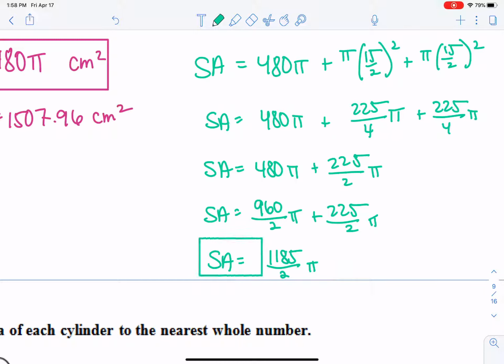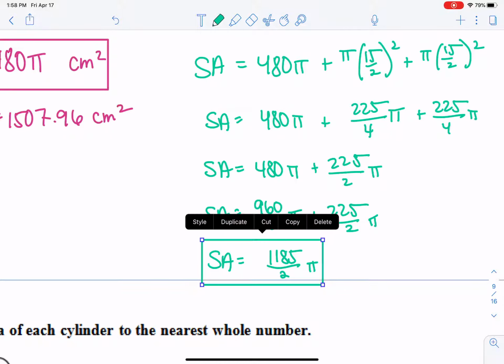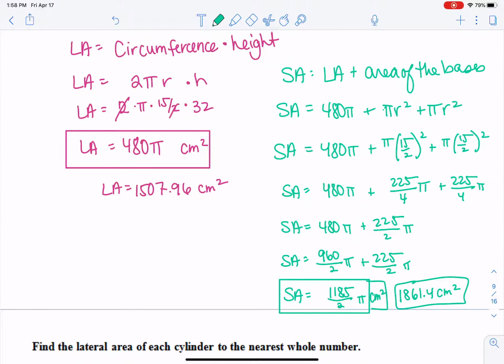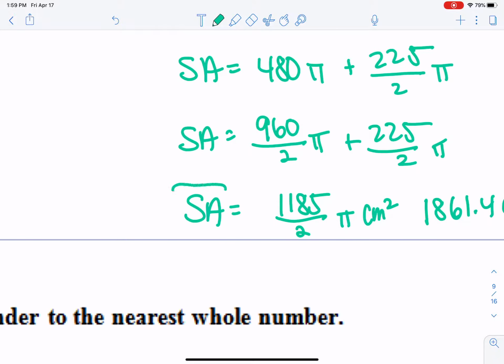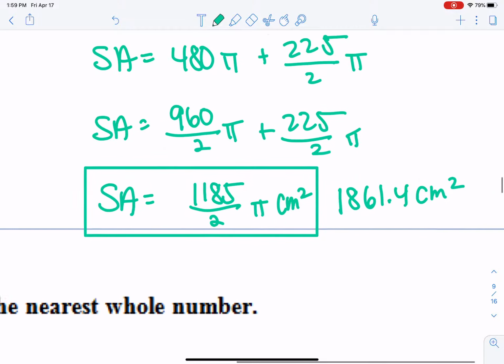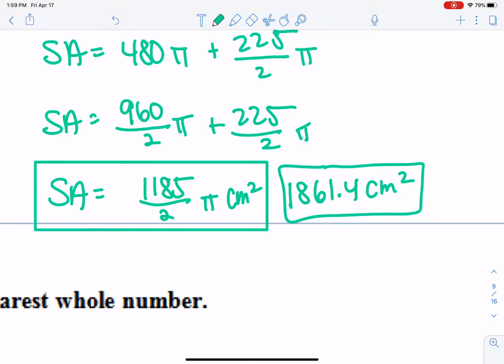Again, if you just want to do decimals, go for it. That would give you an answer of 1861.4, and my unit is centimeters squared. So either way, there. Ooh, it's a little messy. I gotta fix it. Sorry. So centimeters squared. And then again, if you'd rather, you could do it this way.